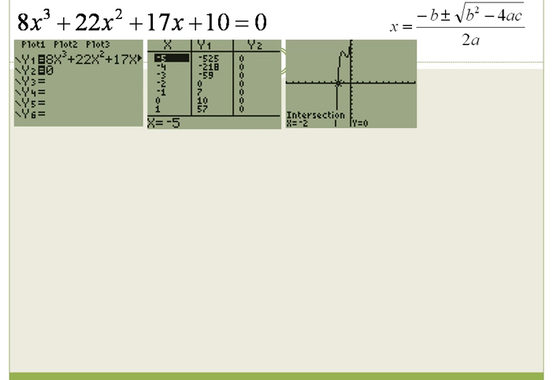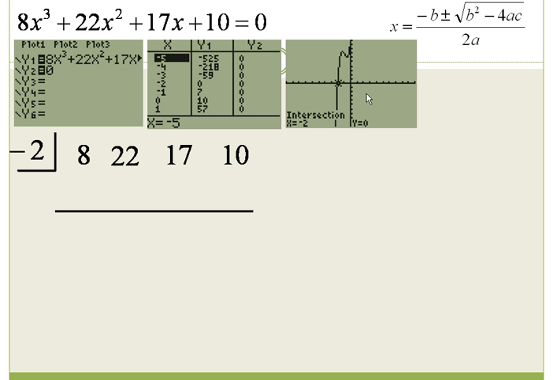Get x equals -2. And then what do we do with that -2? Well, we go ahead and set it up for synthetic division. Right now we've got a cubic, and remember what synthetic division does is it brings it down from a cubic to a quadratic, something we can solve with the trusty quadratic formula. So here are our coefficients from the original cubic: the 8, the 22, the 17, and the 10. And we're using our -2. It is a 0 of this function.